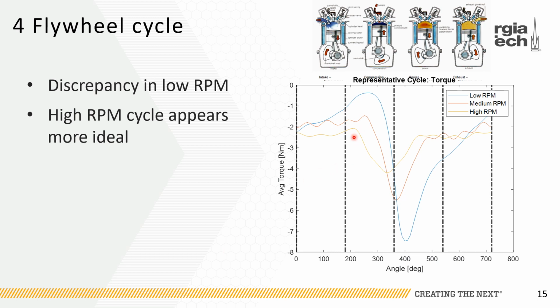We have the intake, compression, power, and exhaust strokes, and we have the low RPM, medium RPM, and high RPM shown. So we believe that the smoothing of the data might have shifted these troughs a little bit, which should be more on this black line, but we need to investigate that further.